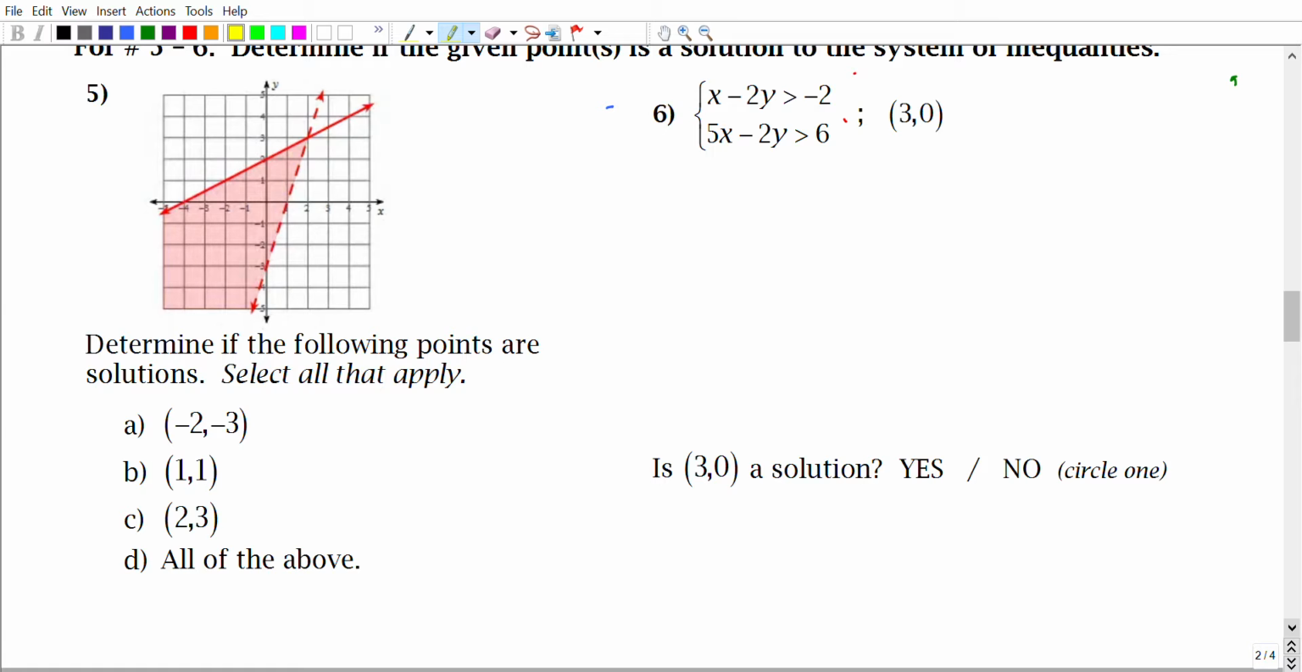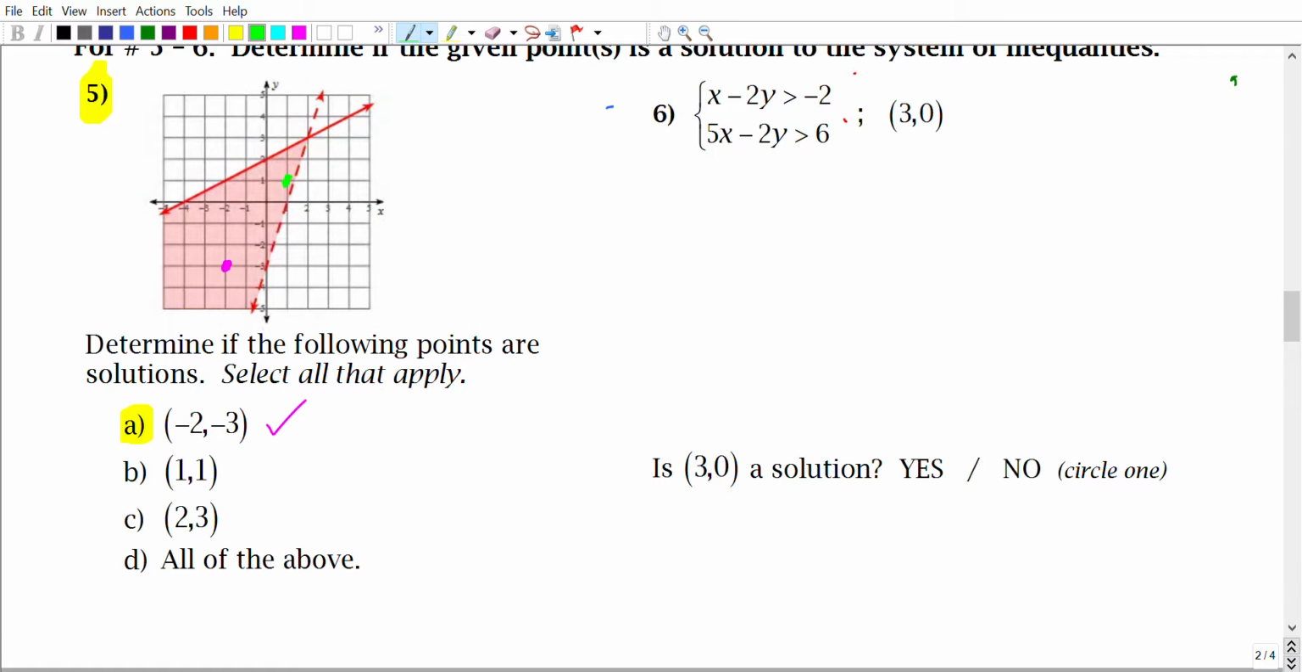Okay. So number 5 says determine if the given points are a solution to the system of inequalities. So let's figure it out. (-2, -3). So I'm looking right here at A. Okay, let's figure out if that is a solution to this graph that I have for number 5. Okay, well, where would that point be? Well, let's see. (-2, -3) would be right there. So would that be a solution? Is it in the shaded region? Yes, it is. So yep, that one checks out. Okay, next one. I'm going to do that one in green here. So (1, 1), that would be right there.